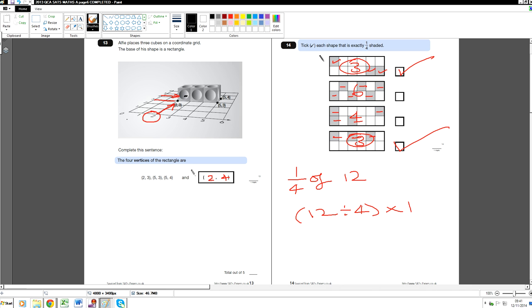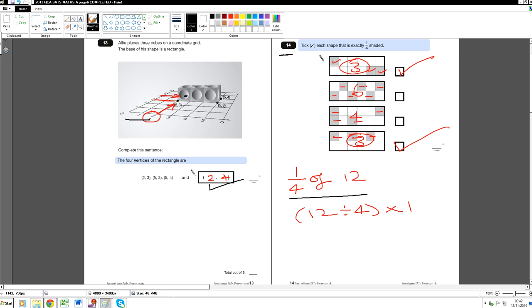So it's going to be still 2 across, but rather than being 3 up, it'll be 4 up. And that's what we got over here. Now, question number 14, straightforward question. Take each shape that is exactly quarter shaded. So I asked my students, how do you work out a quarter of 12?